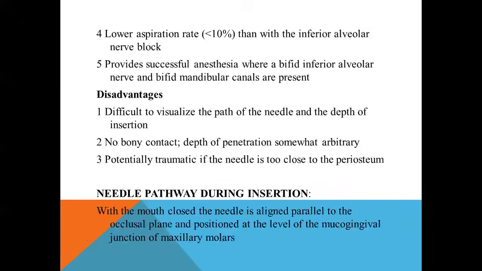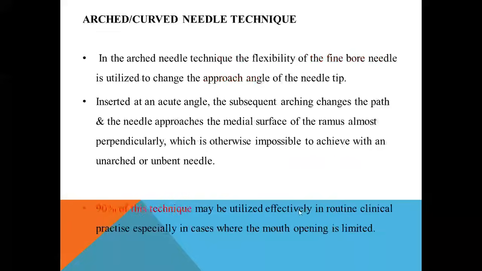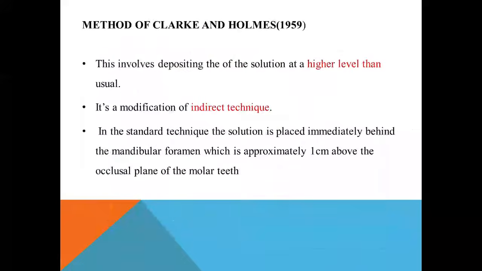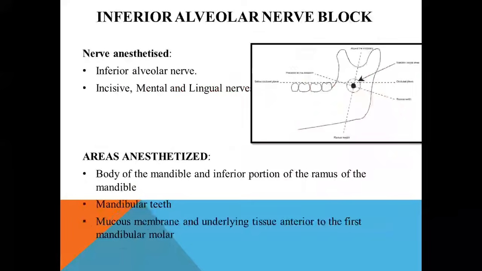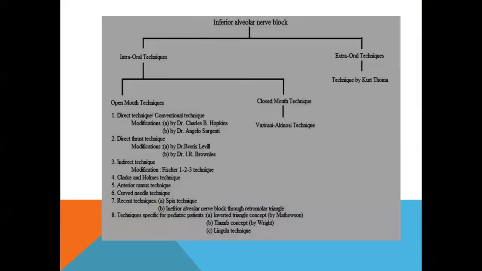So as of now, we have seen there are various types of intraoral and extraoral techniques, and we have seen a slide showing what all the intraoral techniques and modifications available are. We have seen the open mouth technique and a few names for the open mouth technique modifications. And we have seen the most important topic, Fischer's 1, 2, 3. In step 1, you anesthetize the long buccal nerve. In step 2, you anesthetize the lingual nerve. In step 3, you anesthetize the inferior alveolar nerve.